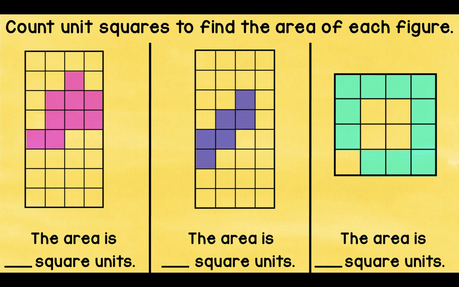Okay, we call this shape a rectilinear shape. It means that all the lines are straight. So in this case, we start counting 1, 2, 3, 4, 5, 6, 7, 8, and 9. The area is 9 square units. Let's go to the second shape. Please try it on your own and we will check in a few seconds.